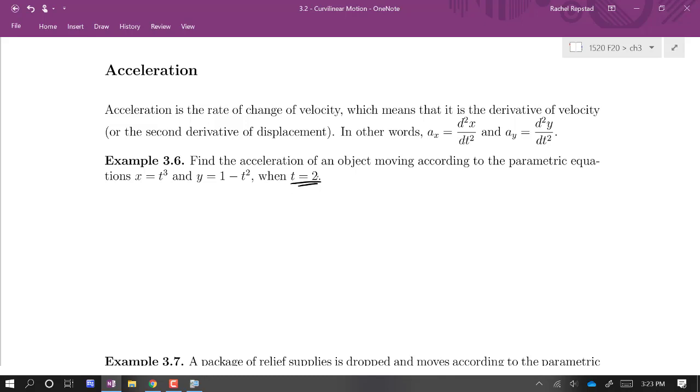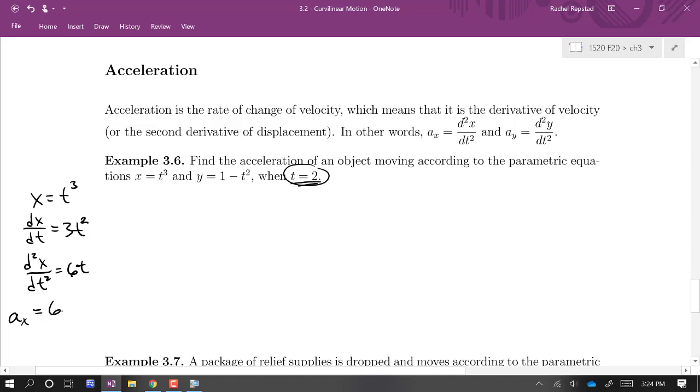So here I'll just note that there's no units given in this problem, so we won't be attaching any units to our answer. Our x is equal to t cubed. So I'm going to find the second derivative. First derivative is 3t squared. Second derivative is 6t. And that means that the x component I'm going to evaluate when t is equal to 2. So the x component is 12.